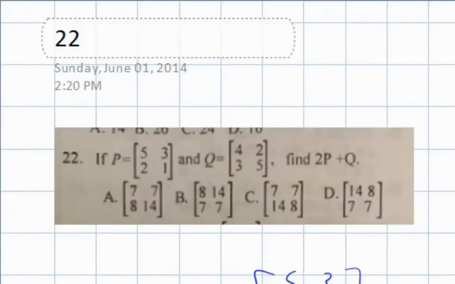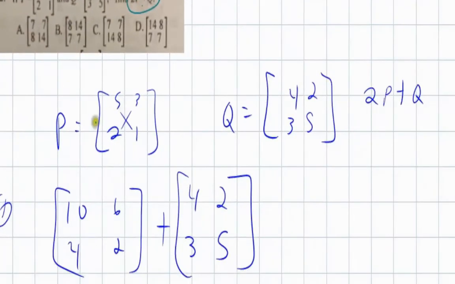Question 22 wants us to find 2p plus q when p is equal to the matrix 5, 2, 3, 1, and q is equal to 4, 3, 2, 5. So first I found what 2p was. So here I had p, 5, 2, 3, and 1. And I just multiplied by 2. So now 5 times 2 is 10, 2 times 2 is 4, 3 times 2 is 6, and 1 times 2 is 2. And I'm adding it to q.